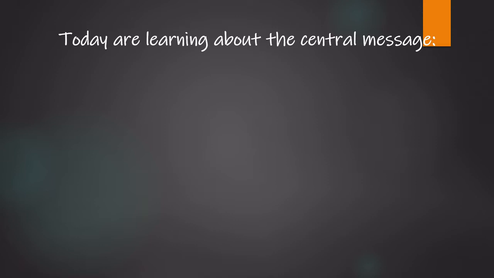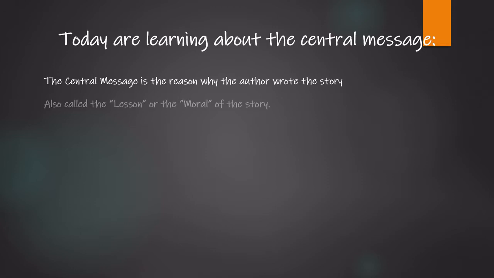So today we're learning about the central message. The central message is the one thing the author is trying to teach us. It's the reason why the author wrote the story. This is also called the lesson of the story, or the moral of the story. These all kind of mean the same thing. They're the reason why the author wrote the story.